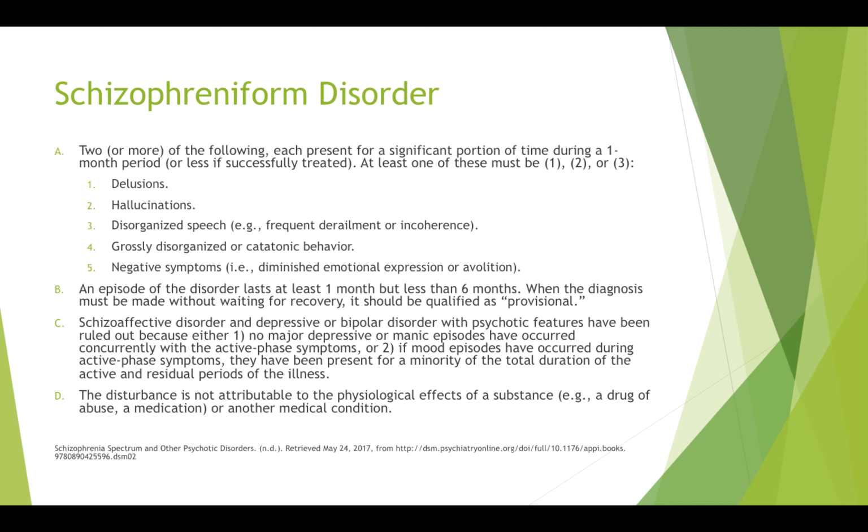C, schizoaffective disorder and depressive or bipolar disorder with psychotic features have been ruled out, because either 1, no major depressive or manic episodes occurred concurrently with the active phase symptoms, or 2, if mood episodes have occurred during active phase symptoms, they've been present only for a minority of the total duration of the active and residual periods of the illness. And D, the disturbance is not attributable to the physiological effects of a substance. As a reminder, this means a drug of abuse or a medication, or another medical condition.